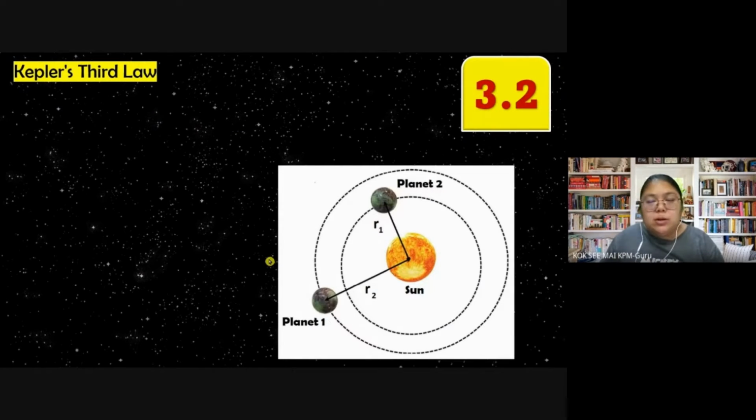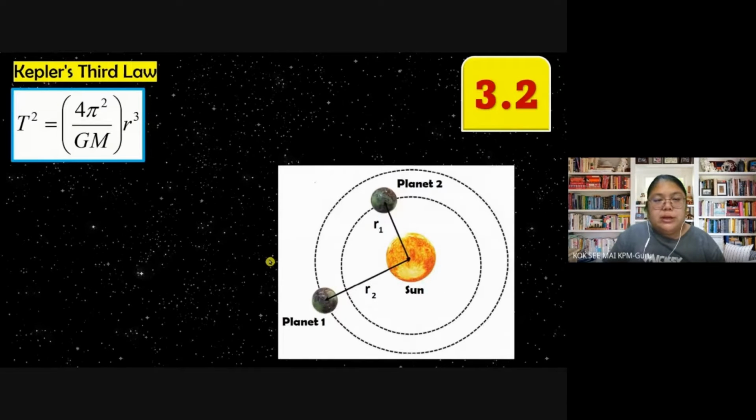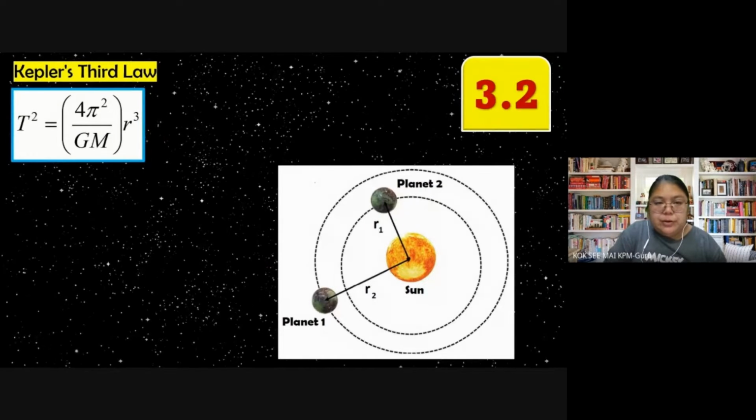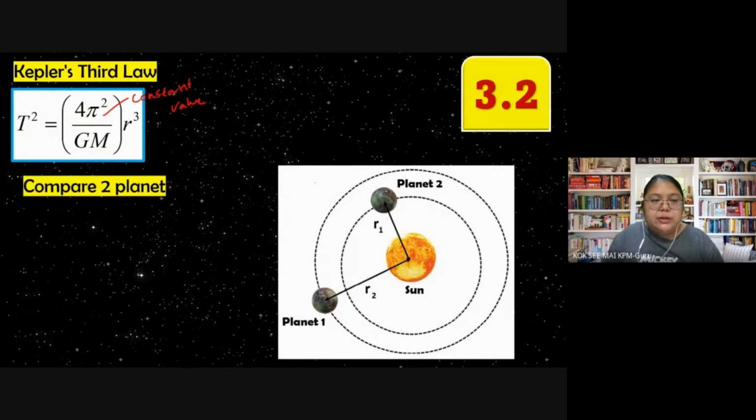Next one, we learn about Kepler's second law, third law, first law, is it? But we only got the third law formula. So the third law formula is created from here. This 4 pi square over GM is a constant value. So finally, they create the equation.